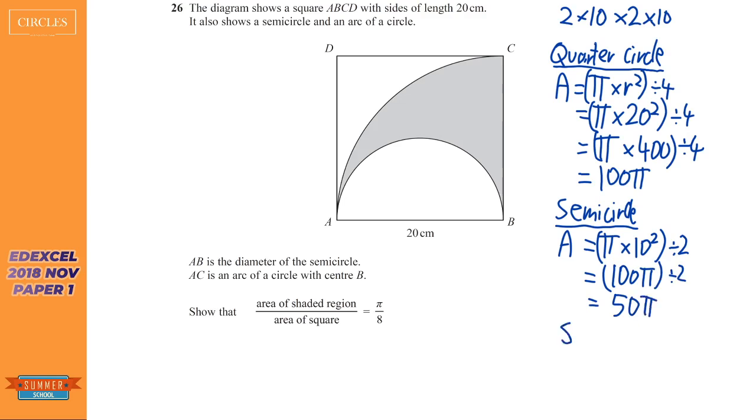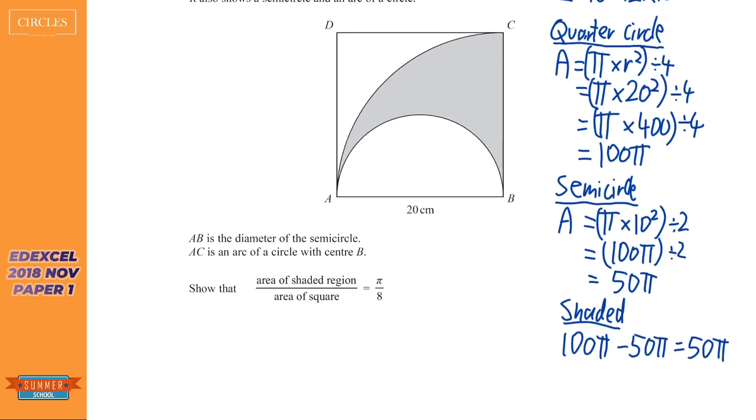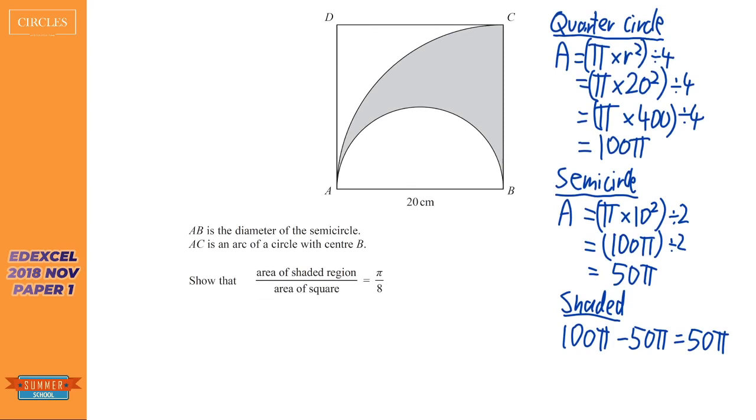Okay, so next we want to work out the shaded area. And again, it's going to be the quarter circle, take away the semicircle. So it's going to be 100 pi, take away the 50 pi, which equals 50 pi. Now, if you end up with really difficult sums here and all sorts of numbers going on, just check your working out, check you've done it correctly, because there's some easy mistakes that could be made here.